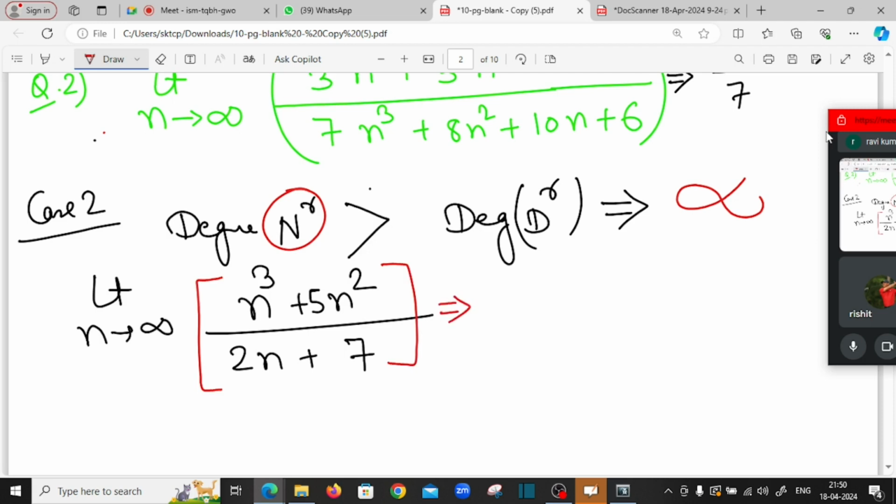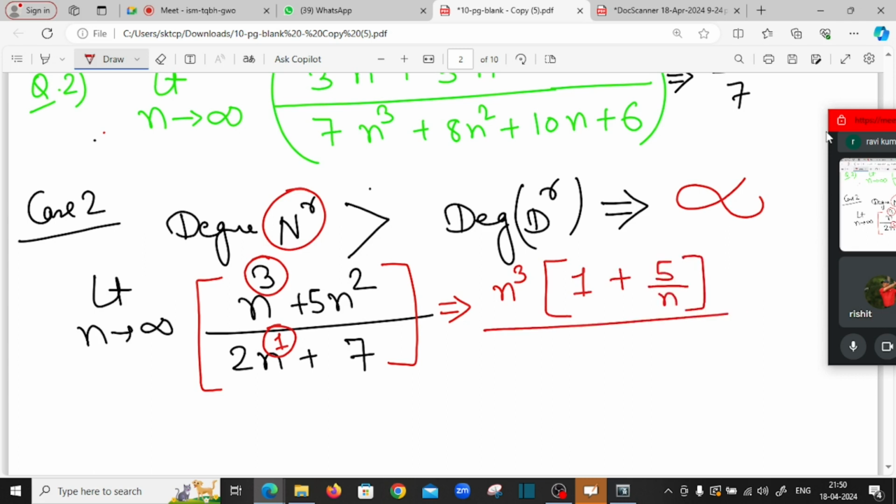So this is the case. As you can see, the degree of numerator is greater than the degree of denominator. So the steps are the same. Take out the maximum power of n from numerator and denominator separately. In the numerator we will take n cube as common, so you will get 1 plus 5 upon n. Are you getting this? Whole divided by, in the denominator the maximum power is n, so take out n as common, you will get 2 plus 7 upon n. Is it okay till here?